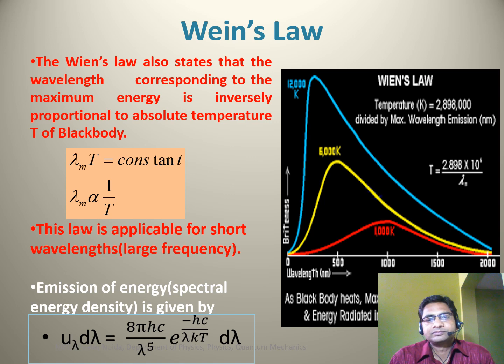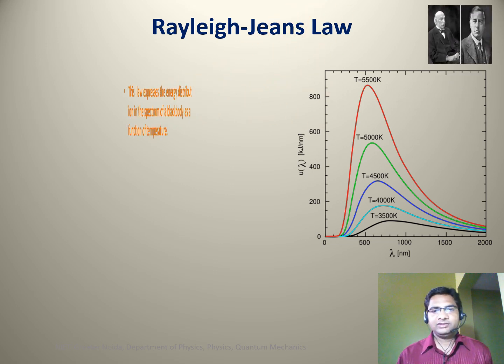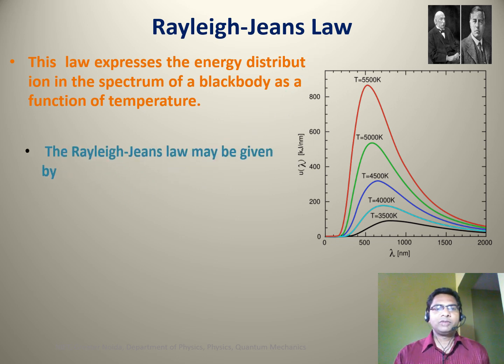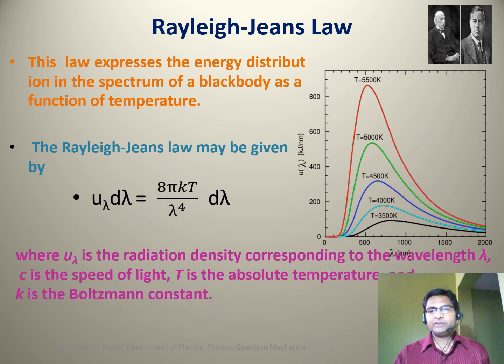Now here we have to study the Rayleigh-Jeans law. Rayleigh and Jeans studied the right part of the blackbody radiation spectrum, meaning the region which lies to the right of the peak value. They found that the energy emission is directly proportional to the absolute temperature of the blackbody, and they successfully found a relation for the spectral energy density.